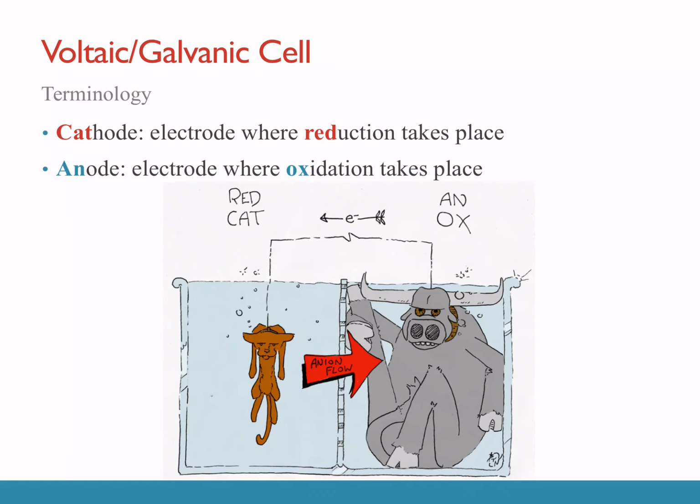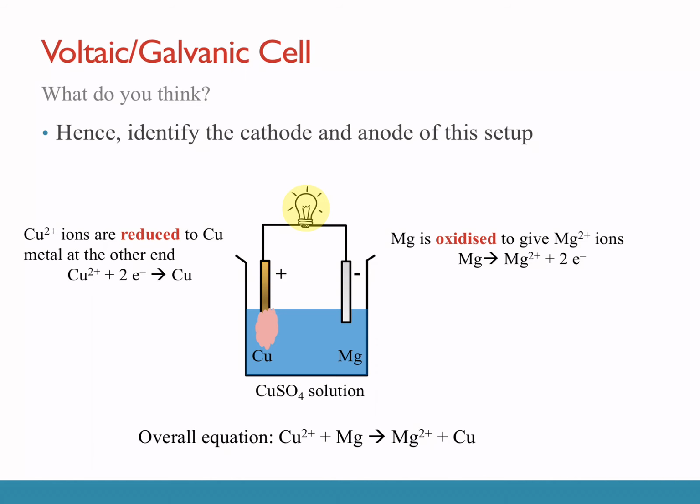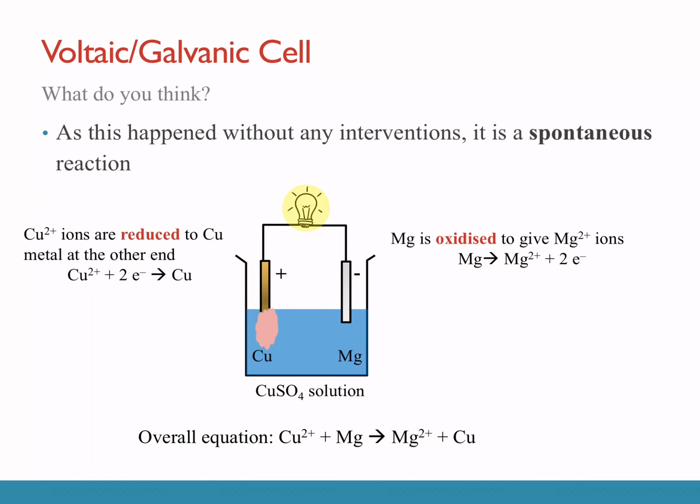Okay, again, cathode and anode, their definitions did not change. So can you identify which is the cathode and which is the anode of this setup? I already tell you reduction is cat, oxidation is the ox. So as this happens without intervention, it is a spontaneous reaction. You do not need to put battery or what. This is the battery itself. It is the one generating the electron flow itself.